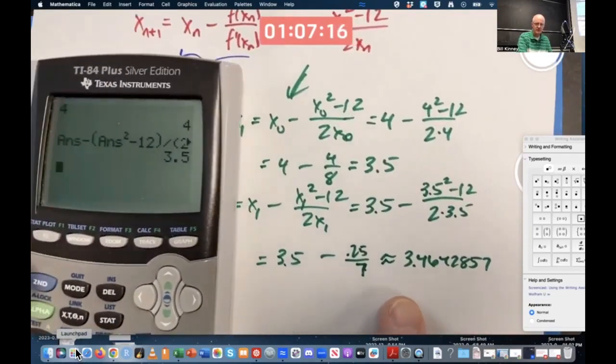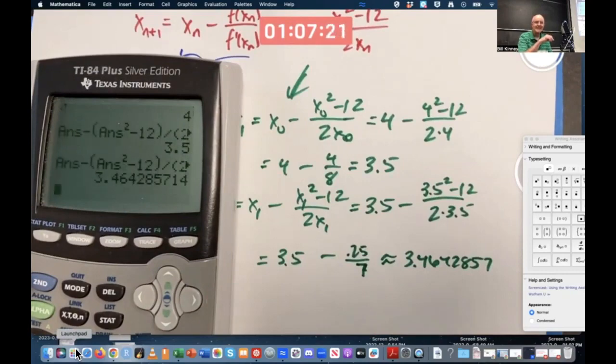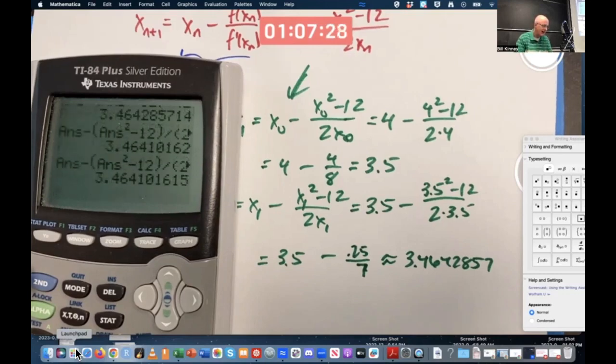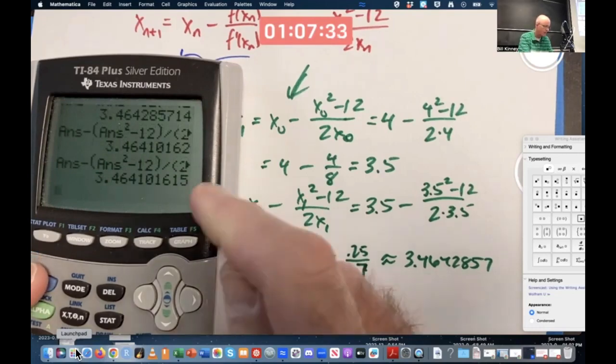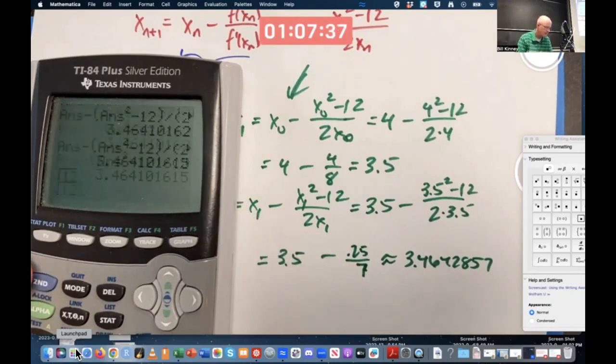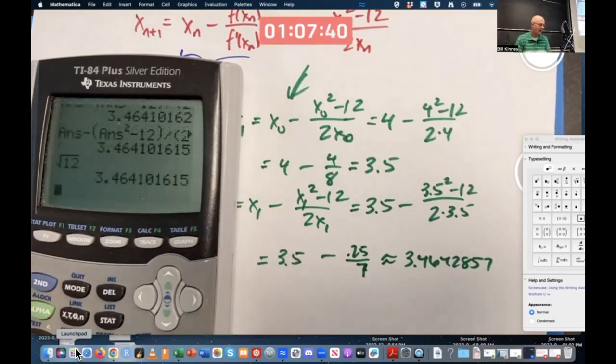The next one should be this, 3.4642857, when I hit enter again. Yes, it is. If I hit enter a couple more times, I bet if I now also hit square root of 12, we may be correct to that many decimal places. Already, yes. After just ultimately 4 iterations. That's pretty impressive. Newton's method converges very rapidly to the right answer.